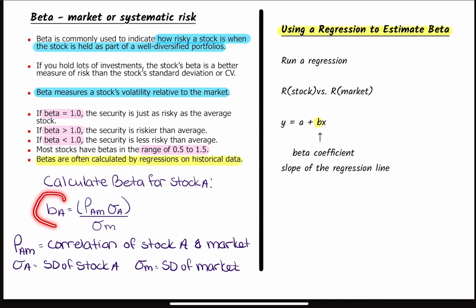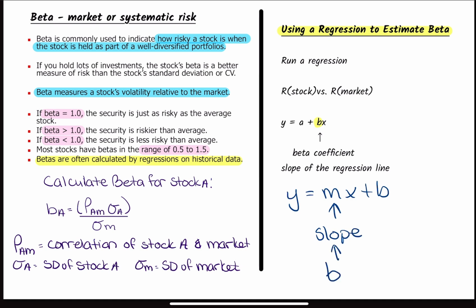To calculate beta, you would use the correlation and standard deviation of the stocks, or you can run a regression in Excel to give you this equation. And your beta is actually the slope of your regression line. So if you remember back to algebra, y equals mx plus b. Remember, this here is your slope. This is also the beta in this case. Okay, so it's the slope of your regression line.